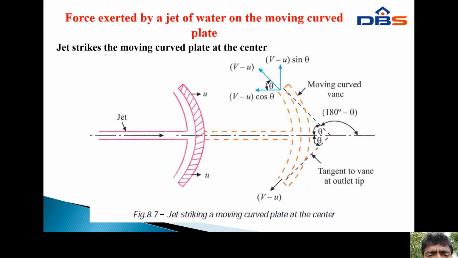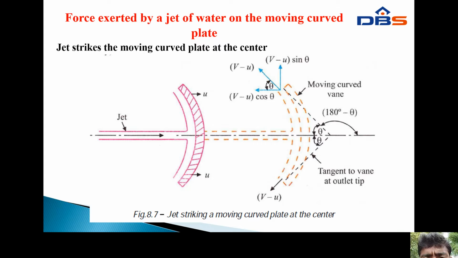Next, the force exerted by water on the moving curved plate. This is the curved plate. The jet strikes the moving curved plate at the center. The plate velocity equal to small u. The plate is moving in some x direction.